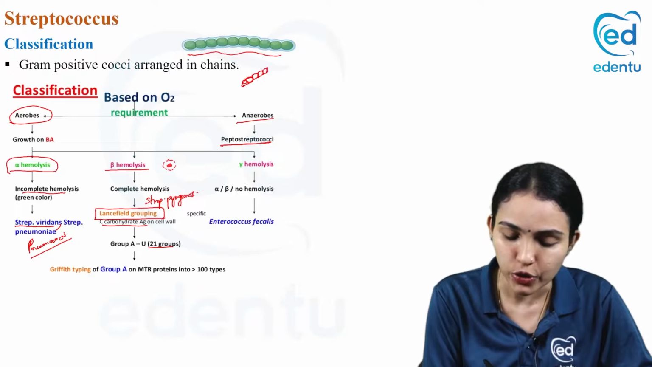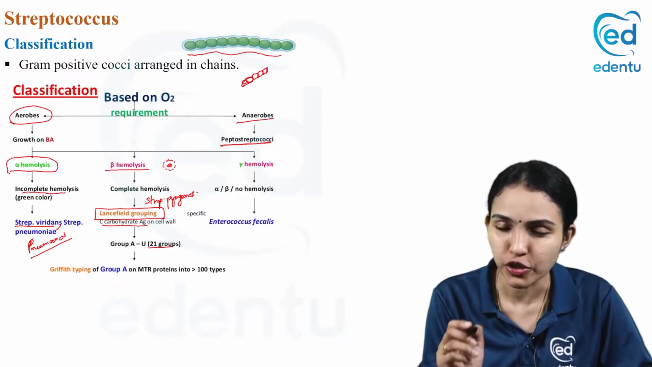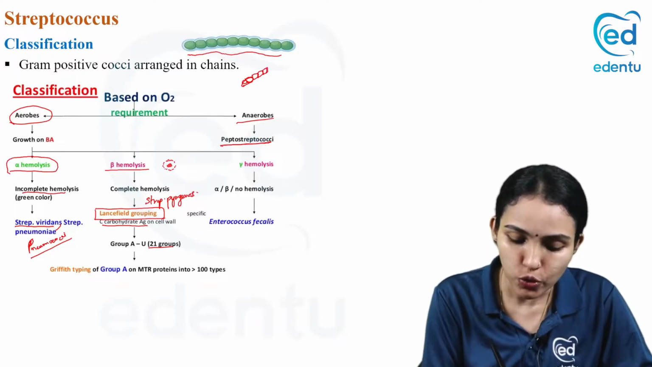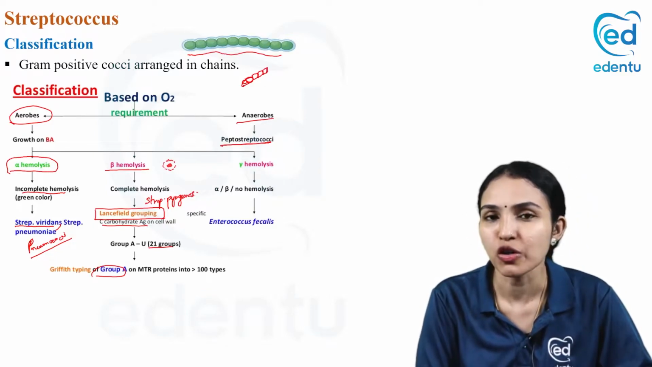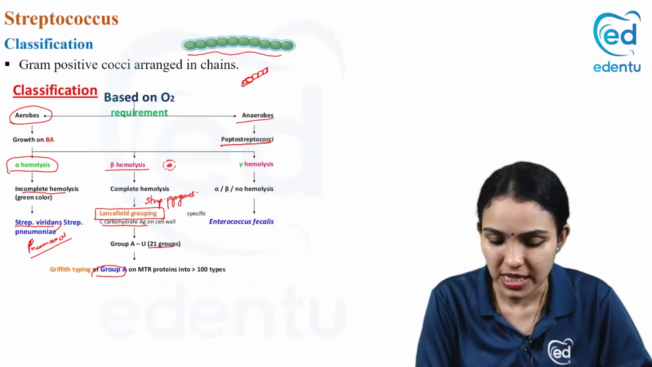In Lancefield grouping, you divide them into different groups from A to U, and group A is actually our Streptococcus pyogenes. So Streptococcus pyogenes belongs to group A of Lancefield's classification.